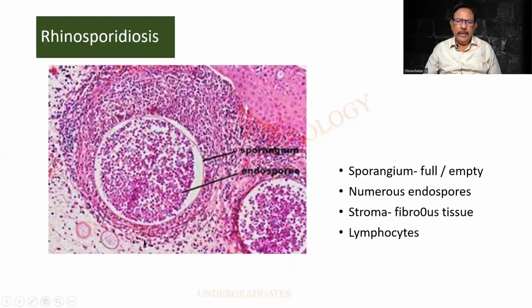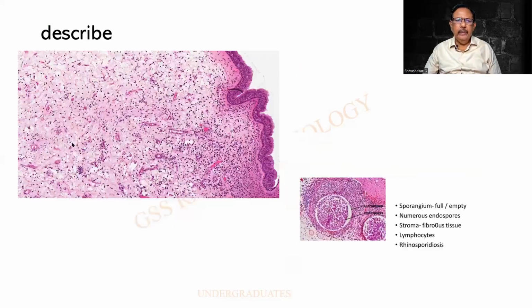The stroma here is again edematous with a lot of these inflammatory cells. There is an epithelium that is covering the tissue. So it is a case of rhinosporidiosis. This again looks almost similar. This is the rhinosporidiosis that we had described recently.